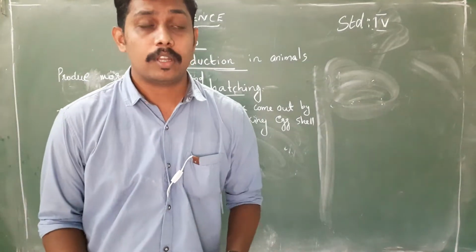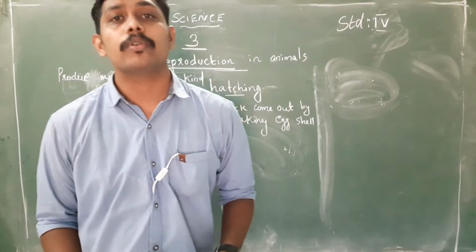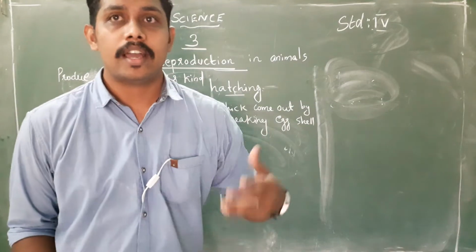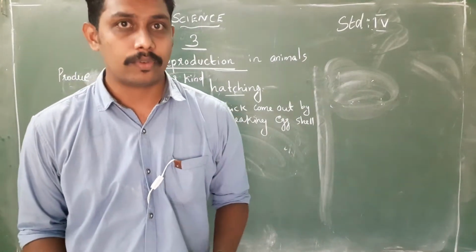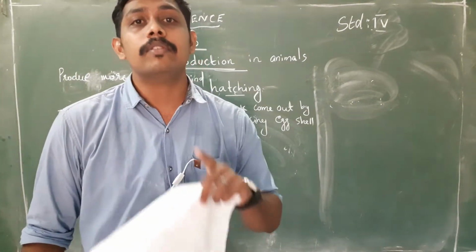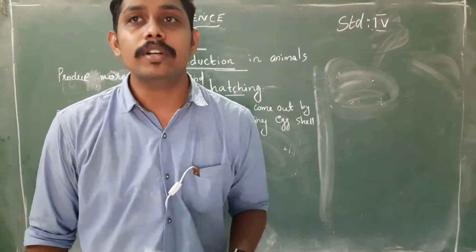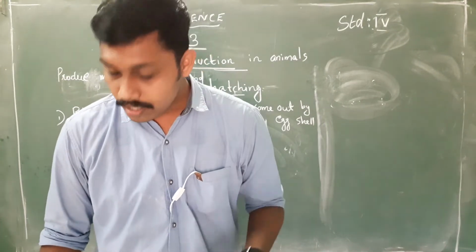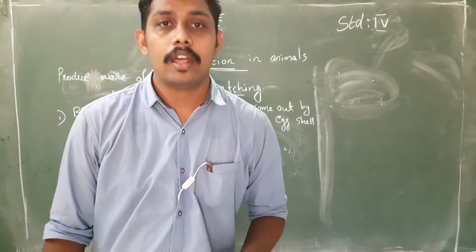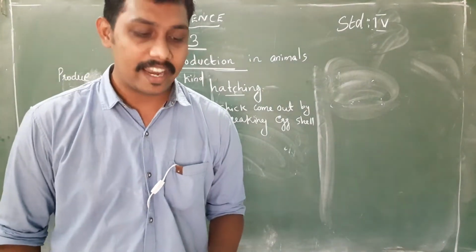Before going to the next chapter, chapter number 3, reproduction in animals, we have discussed the previous 2 chapters about adaptation and food for plants. So there is a worksheet for you on page number 174, based on the previous 2 chapters. You have to do that in your textbook. Worksheet number 1 is based on the first 2 lessons. Okay, now we are moving to the next chapter, reproduction in animals.